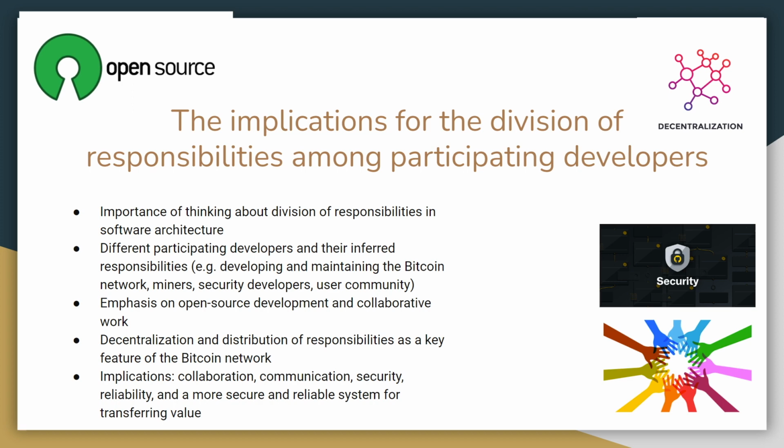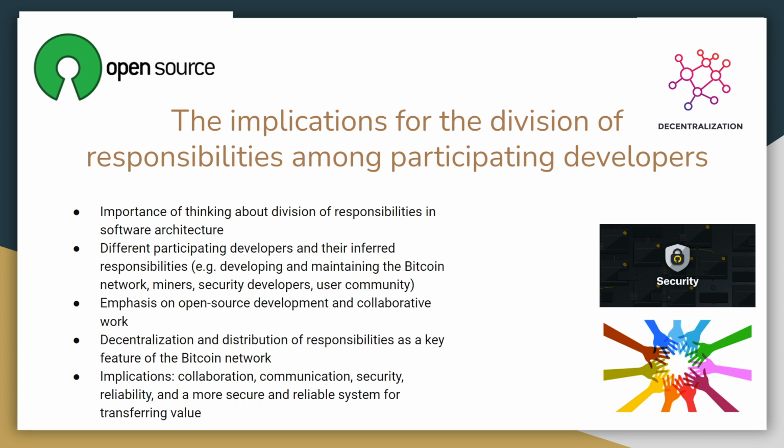When designing the architecture of a software system, it is crucial to consider the division of responsibilities among developers, as how these parts will work ultimately impacts the entire system. In the case of the Bitcoin network, there are different participating developers with varying responsibilities, including those who develop and maintain the network, verify transactions, ensure security, and manage user wallets.